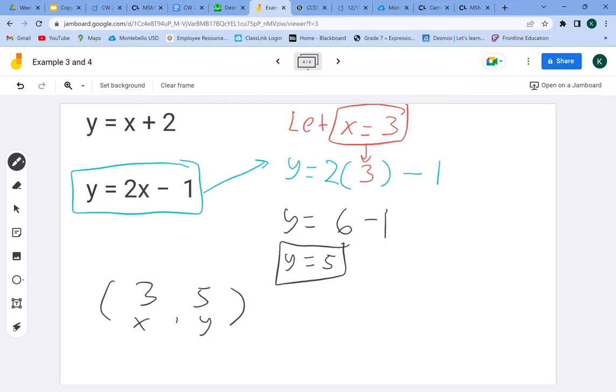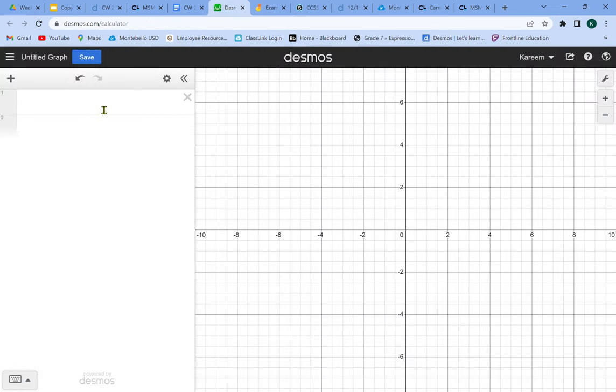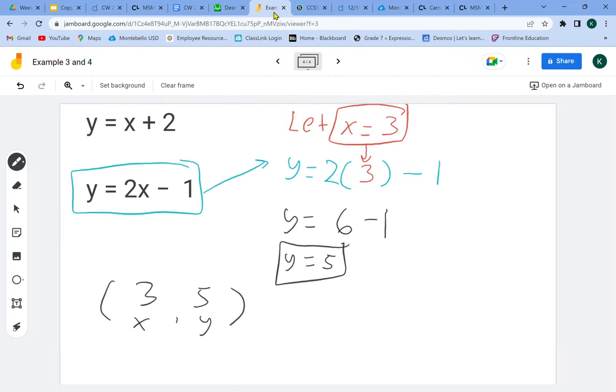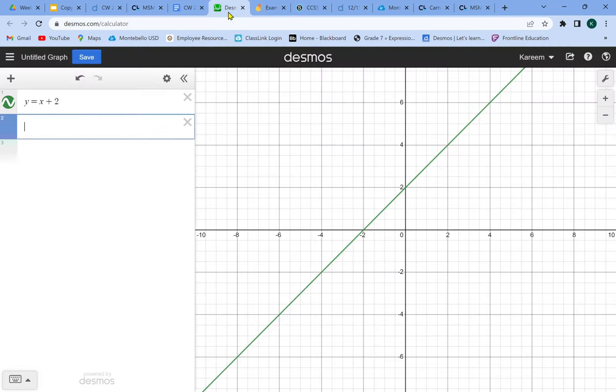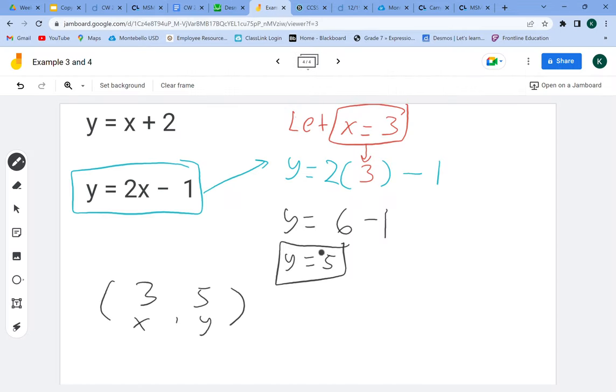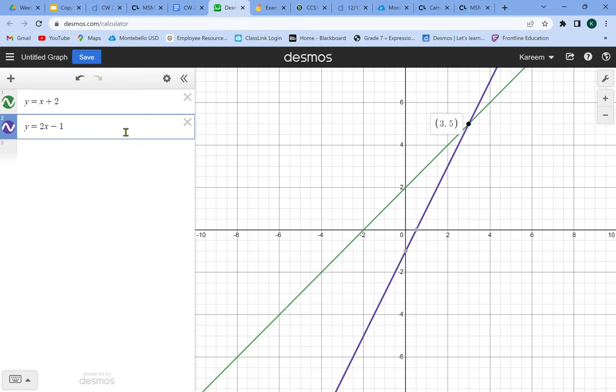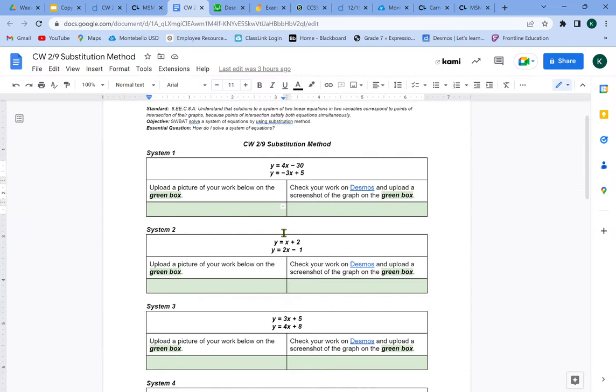And then what I do now is check with Desmos. So I go to Desmos, just check my work. Okay, I have y is equal to x plus 2, so I put x plus 2, and there I see the line there in green. Then I put the other one, y equals 2x minus 1. Make sure I typed that in right. Yeah, I did. Okay, so then I check where the lines intersect, and notice that x equals 3 and y equals 5. Notice I got x equals 3 here and y equals 5, and that's how I check my work. And don't forget to take a screenshot and again upload it to the document.